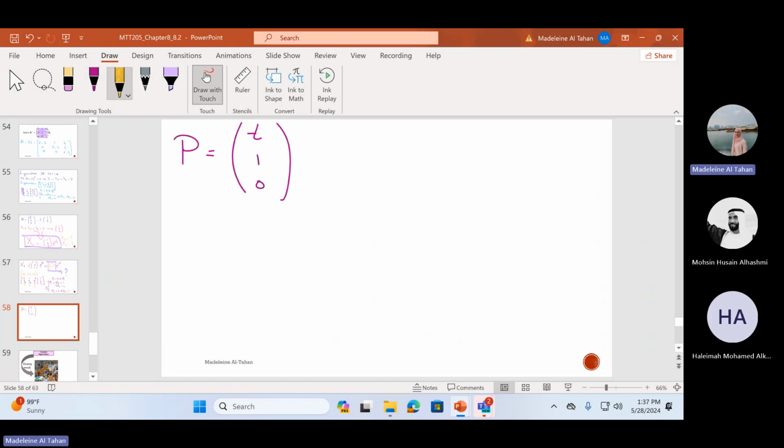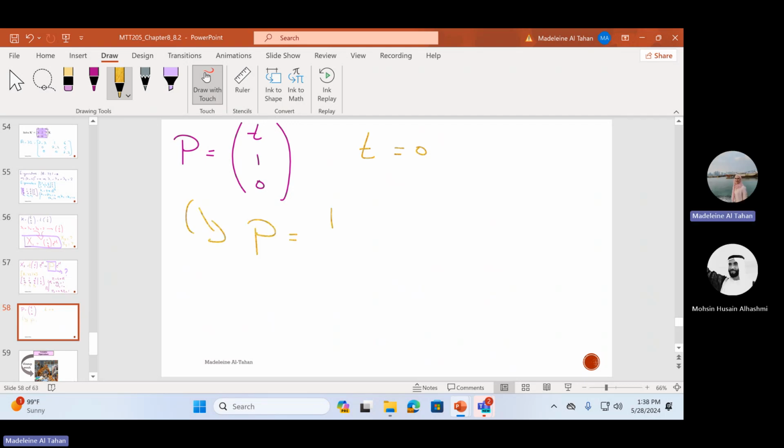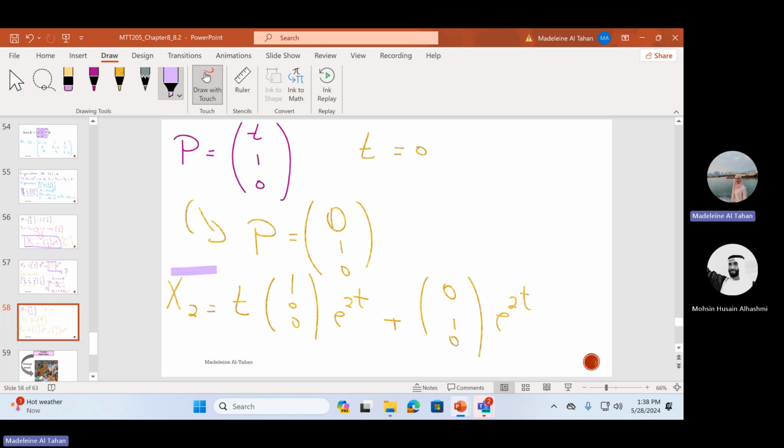What's the easiest thing to substitute for P1? If I want to substitute 0.5, it's okay. As 100, it's also okay. But we always think about what's the easiest thing, especially since this is not our final answer. We still have one more step, which is what? X2. So we'll substitute P1 equals 0. This means that P is equal to 0, 1, 0. And X2 will now be t times 1, 0, 0 e to the 2t plus 0, 1, 0 e to the 2t. Done with X2. Are we done?